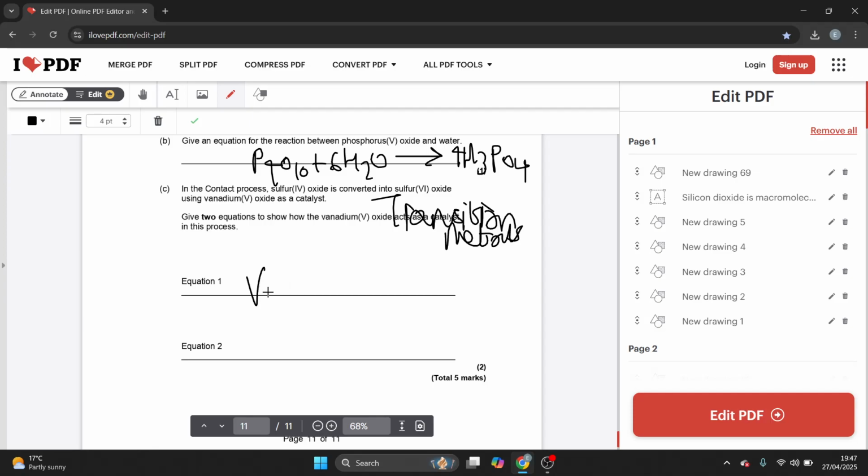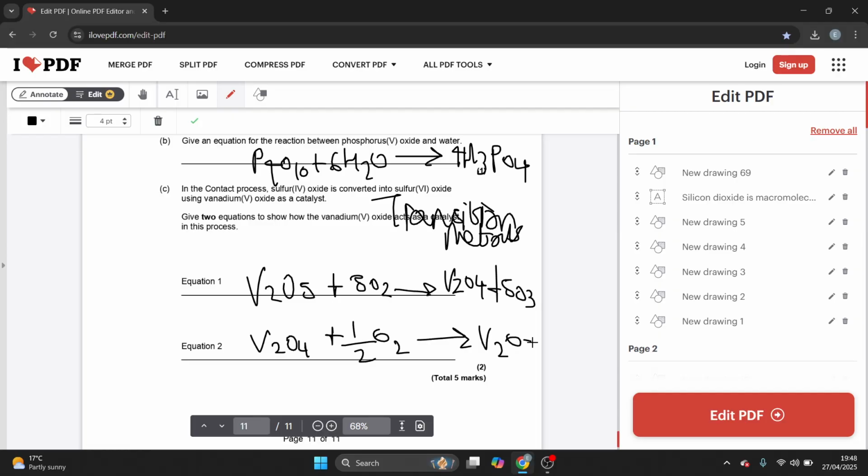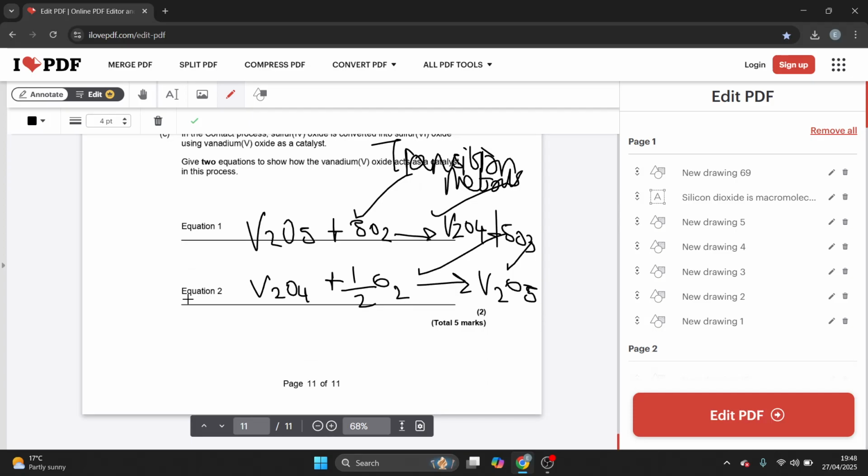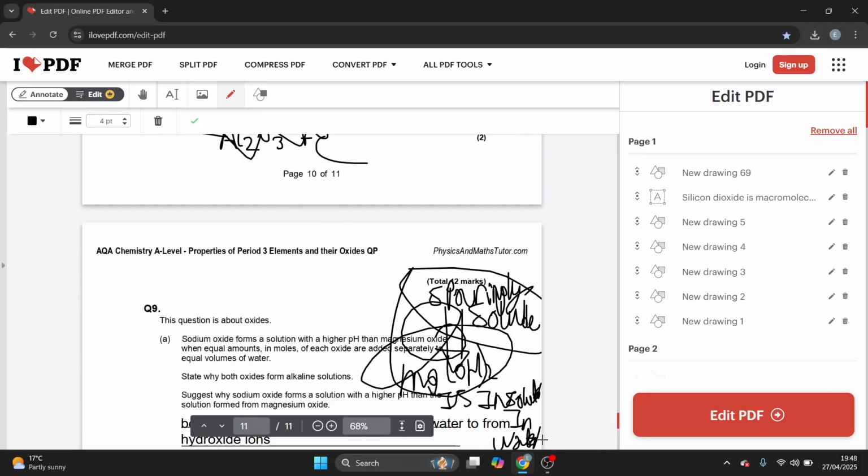The equations: V2O5 plus SO2 form V2O4 plus SO3, and V2O4 plus half O2 to form V2O5. And again, those are just two equations you have to memorize. And that is the end of the properties of period 3 elements and their oxides question paper.